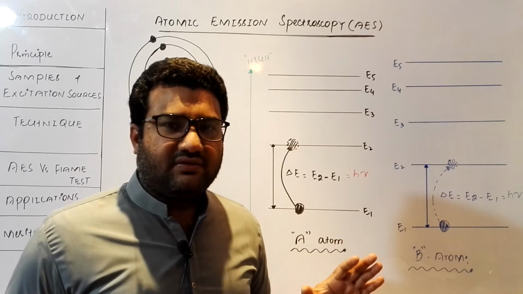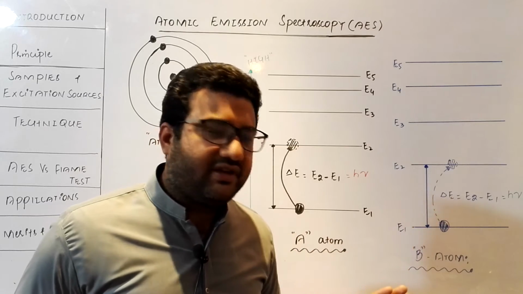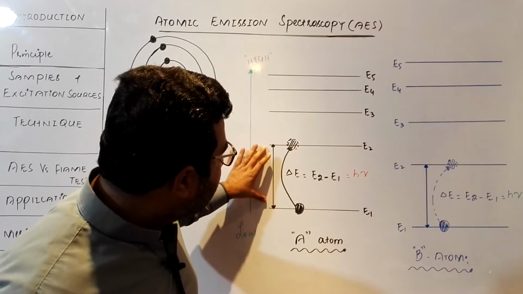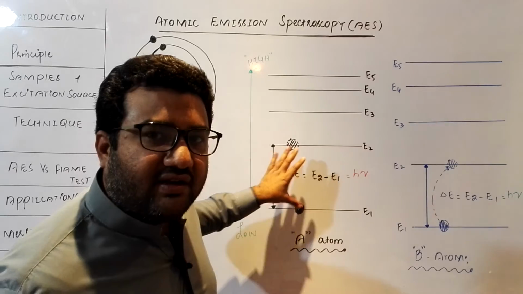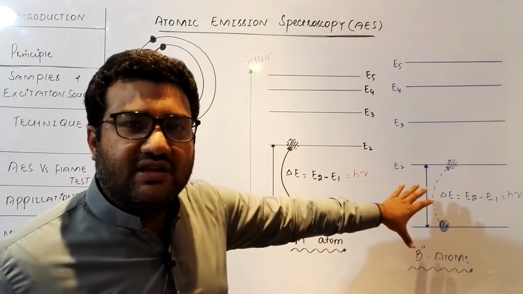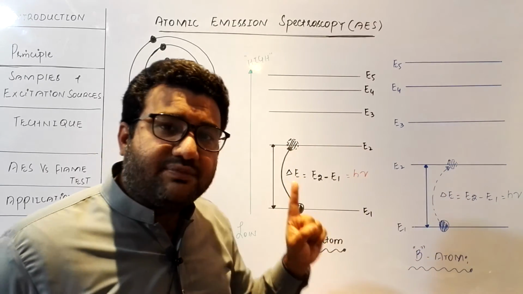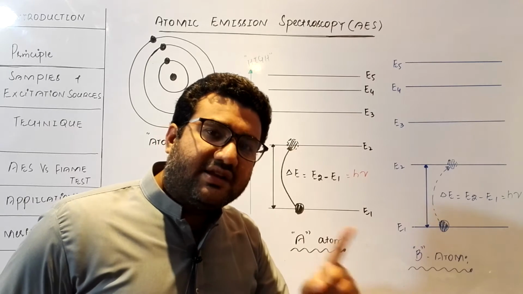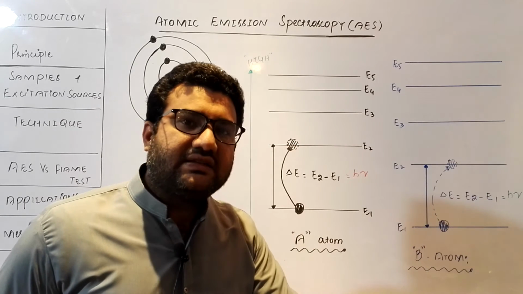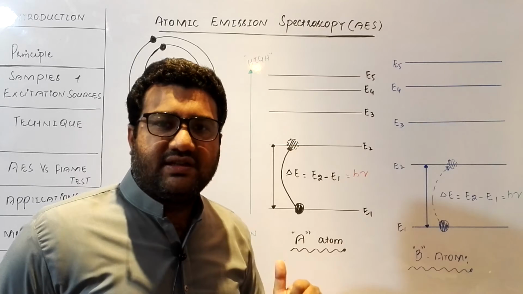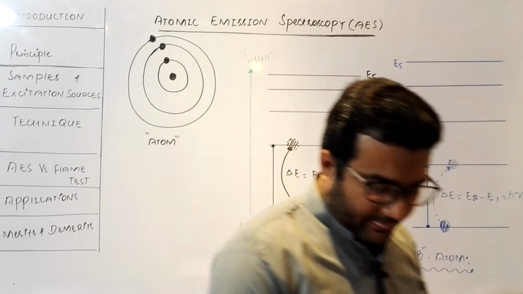Will both these electrons absorb the same amount of energy during their excitation? I don't think so. They will not absorb the same amount of energy. Why? Because the energy gap that they are covering was different in both atoms. So these two electrons will absorb different energy, different photons of the specified energy, when they are excited.